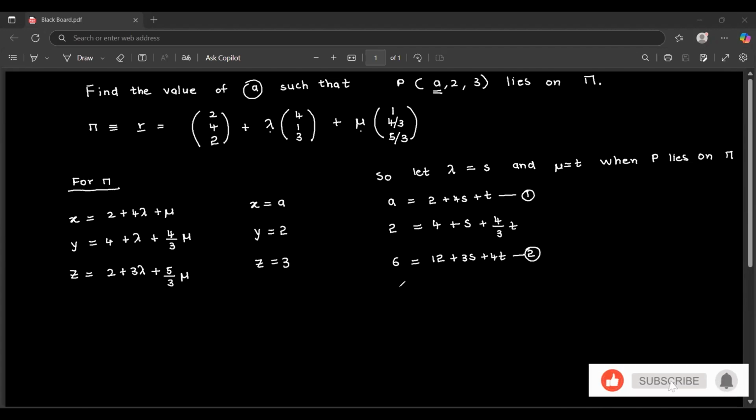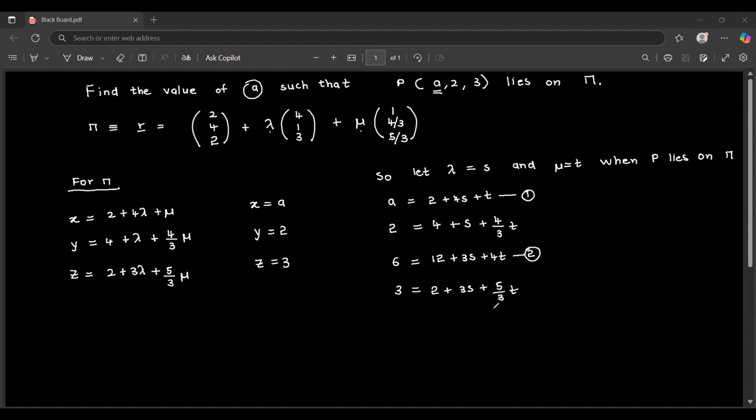And we have 3 equals 2 plus 3s plus 5 over 3 t. I'll multiply everything by 3, so I will get 9 is equal to 6 plus 9s plus 5t. And that will be the third equation. From the second and third equations, you can find the values of s and t. Once you have done that, you can find the value of A. That's all you have to do. So let's do that.